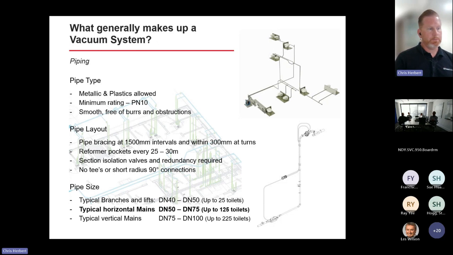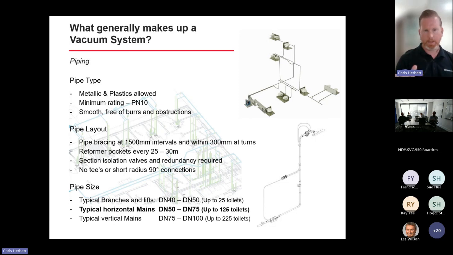Sectional isolation valves, we like to put these in. Truth be told, we're going to get leaks here or there. There might be a weld that's not done properly. There might be a connection to a toilet that's not done properly, or we might get a valve that sticks open or something like that. Isolation valves are going to help us to not only isolate a fault so we can repair it, but also to fault find where actually issues are.